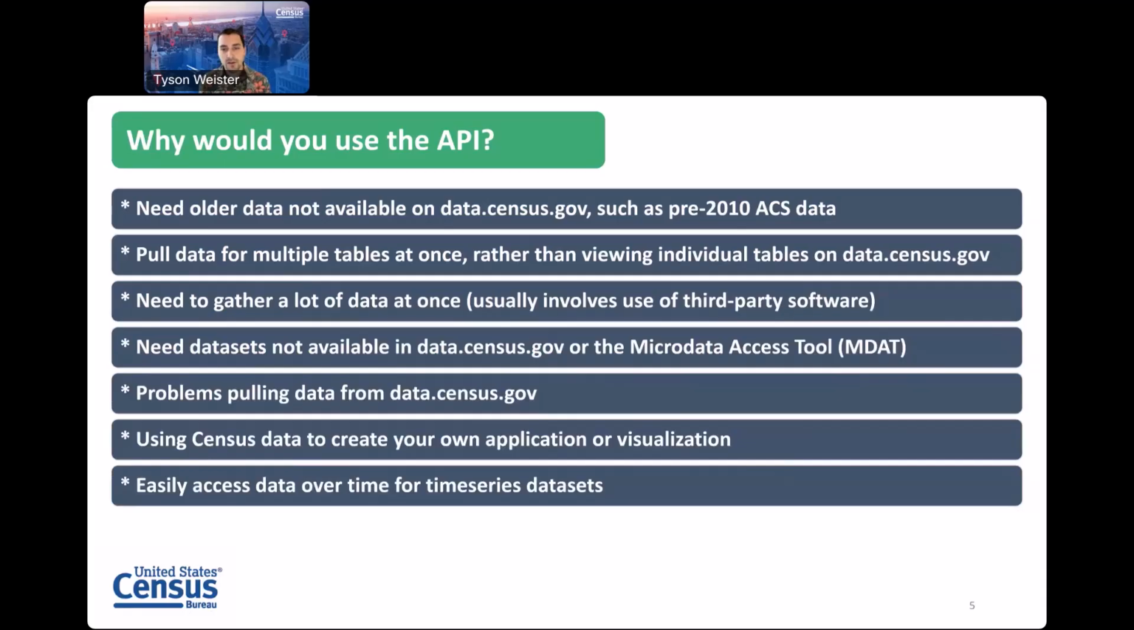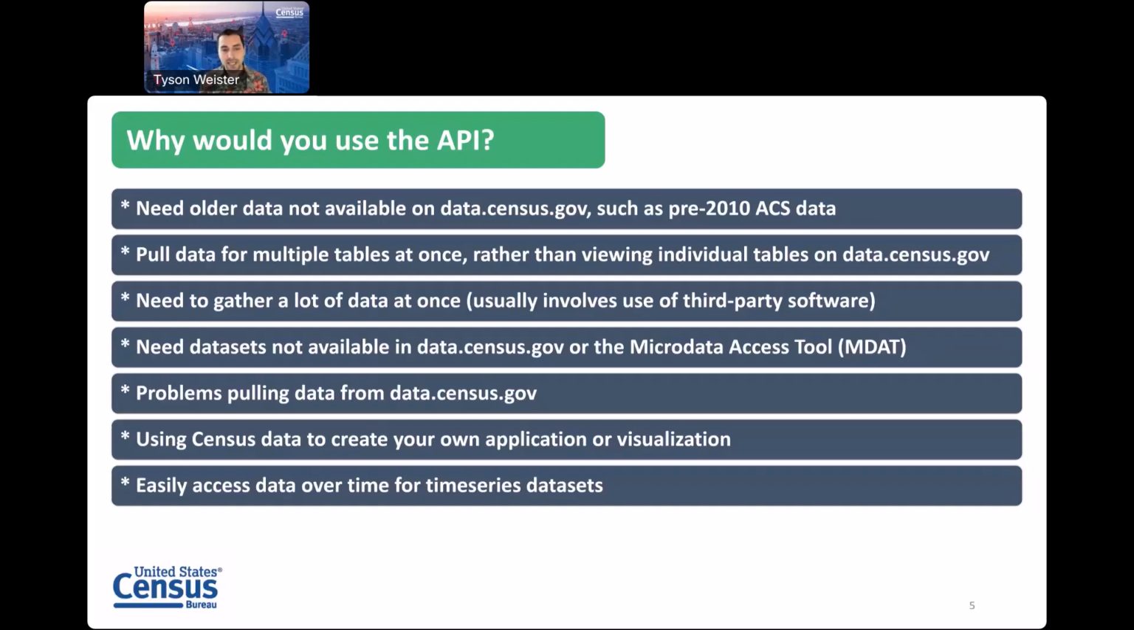A couple of those use cases, just to set the stage: all of the data on data.census.gov is on the API. The data.census.gov site is powered by the API. However, the API has additional data sets beyond what you can access through data.census.gov. So some people come to the API to get additional data or historical information, maybe the 2005 to 2009 ACS data sets. Another major benefit, the API allows you to get exactly what you need, nothing more, nothing less.